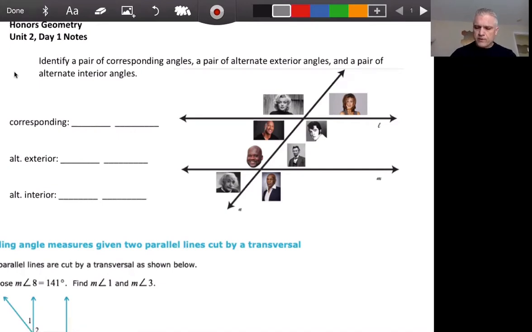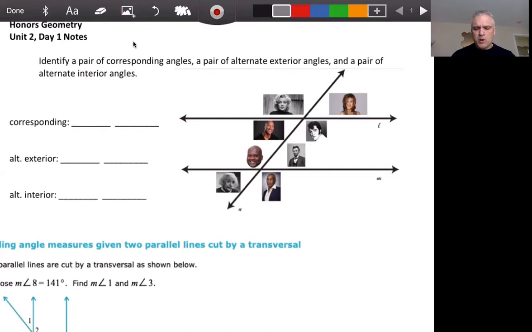Okay, here we have corresponding angles, alternate exterior angles, alternate interior angles. So three vocabulary terms. Corresponding angles, I thought I would just jazz it up a little bit. So instead of just numbers in here for these angles, I put some pictures of some folks that were famous. Either they're famous recently or they're famous from their lives before, shall we say.